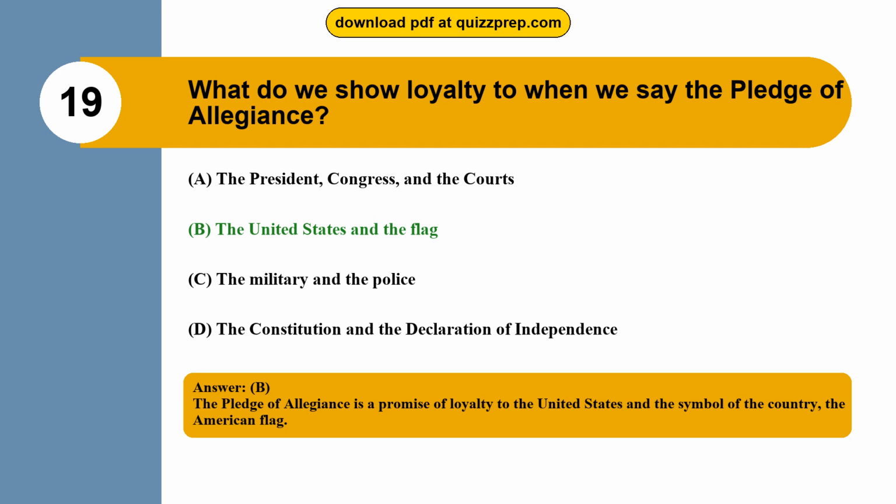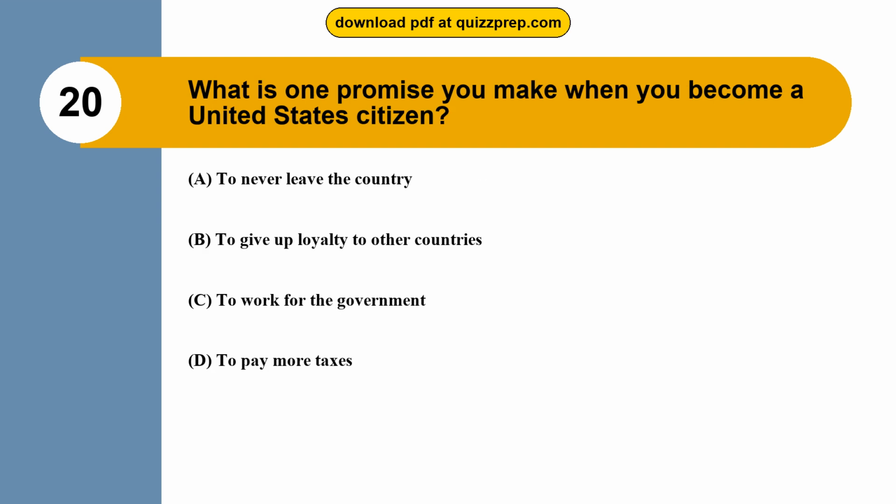The Pledge of Allegiance is a promise of loyalty to the United States and the symbol of the country, the American flag. Question 20. What is one promise you make when you become a United States citizen?